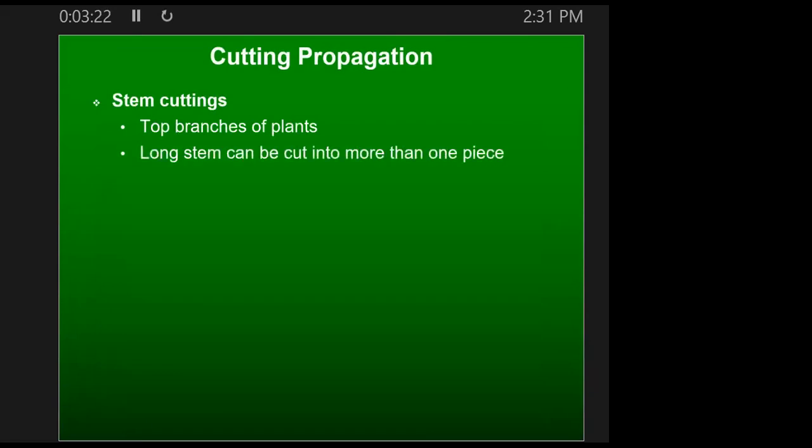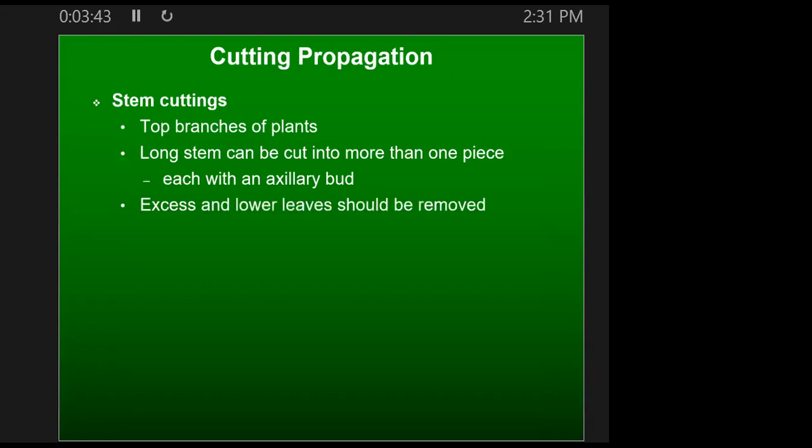So for stem cuttings, which is probably what most of you did in lab, you're taking the above ground portion of plant material, focusing in on the stems, and you can actually take multiple stem cuttings from one stem, as long as you have, especially if you make sure that there's an axillary bud present, then you'll get very quick growth, typically coming from the axillary bud meristematic tissue.